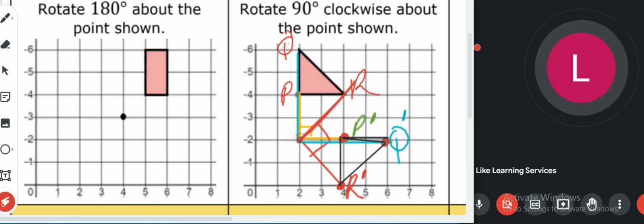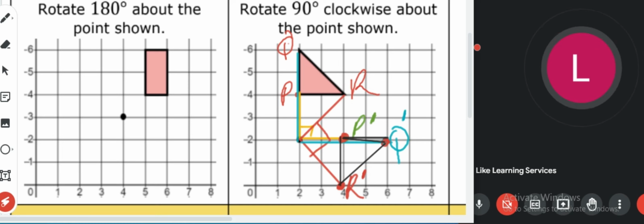From the center of rotation to point R, and it says you should rotate clockwise, so you rotate clockwise by 90 degrees to a new point R prime. R prime should have the same distance as the original R from the center of rotation, and 90 degrees. So you have gotten your R prime.